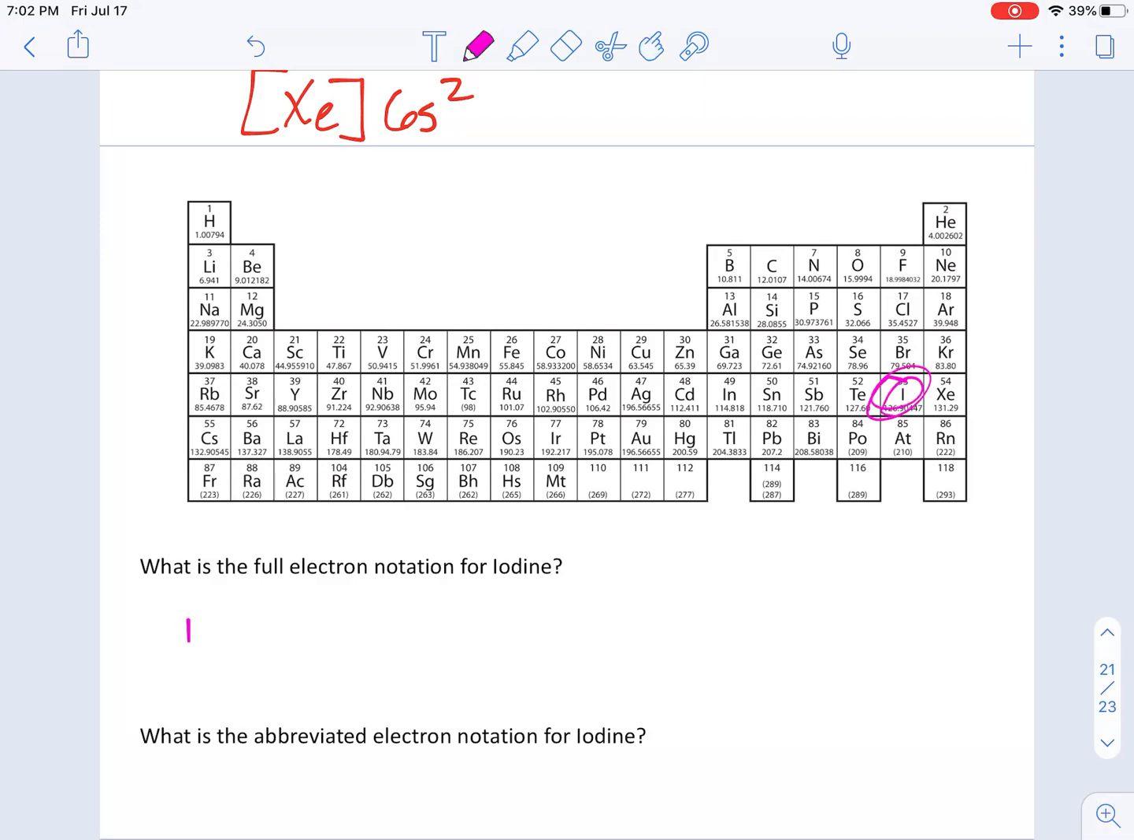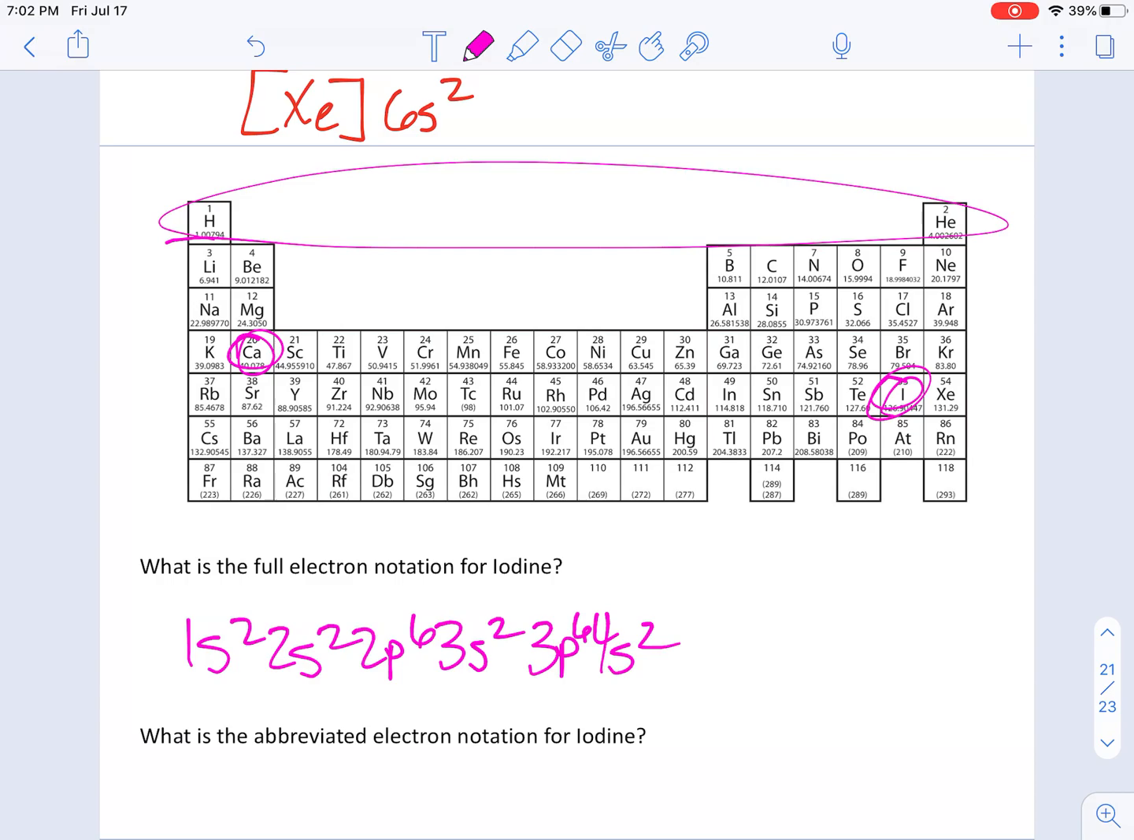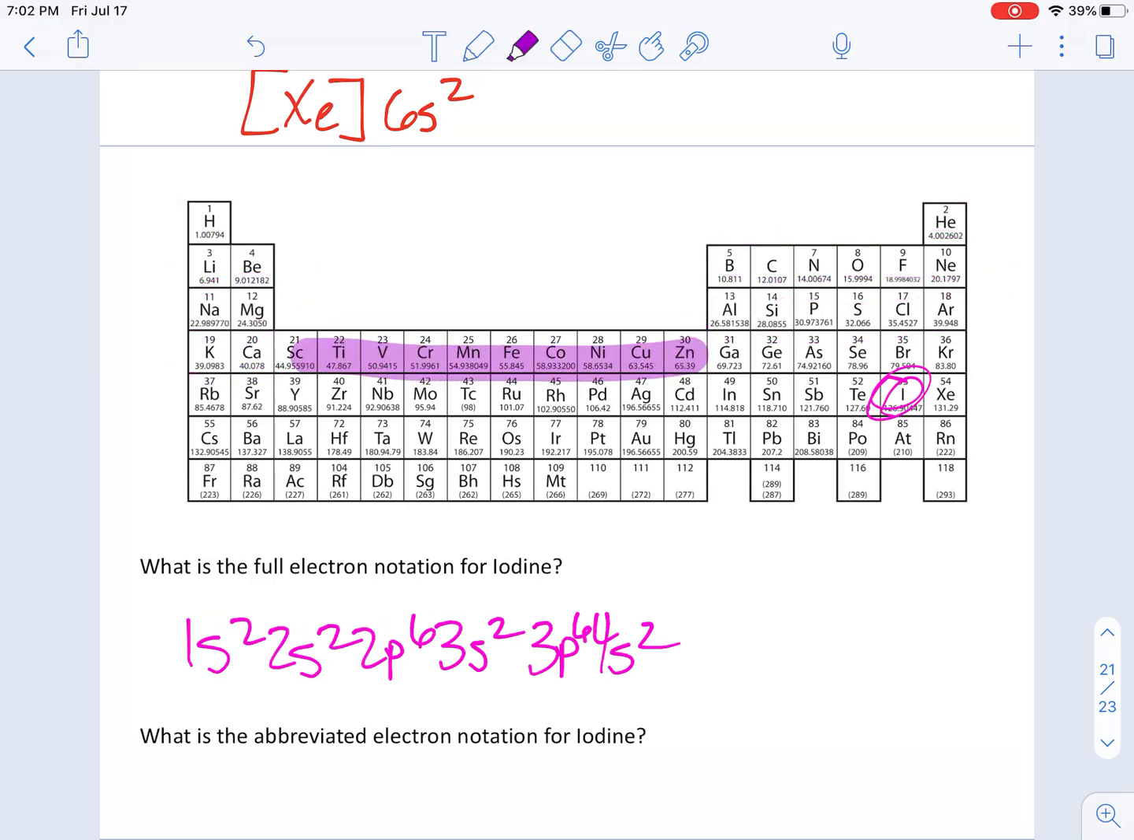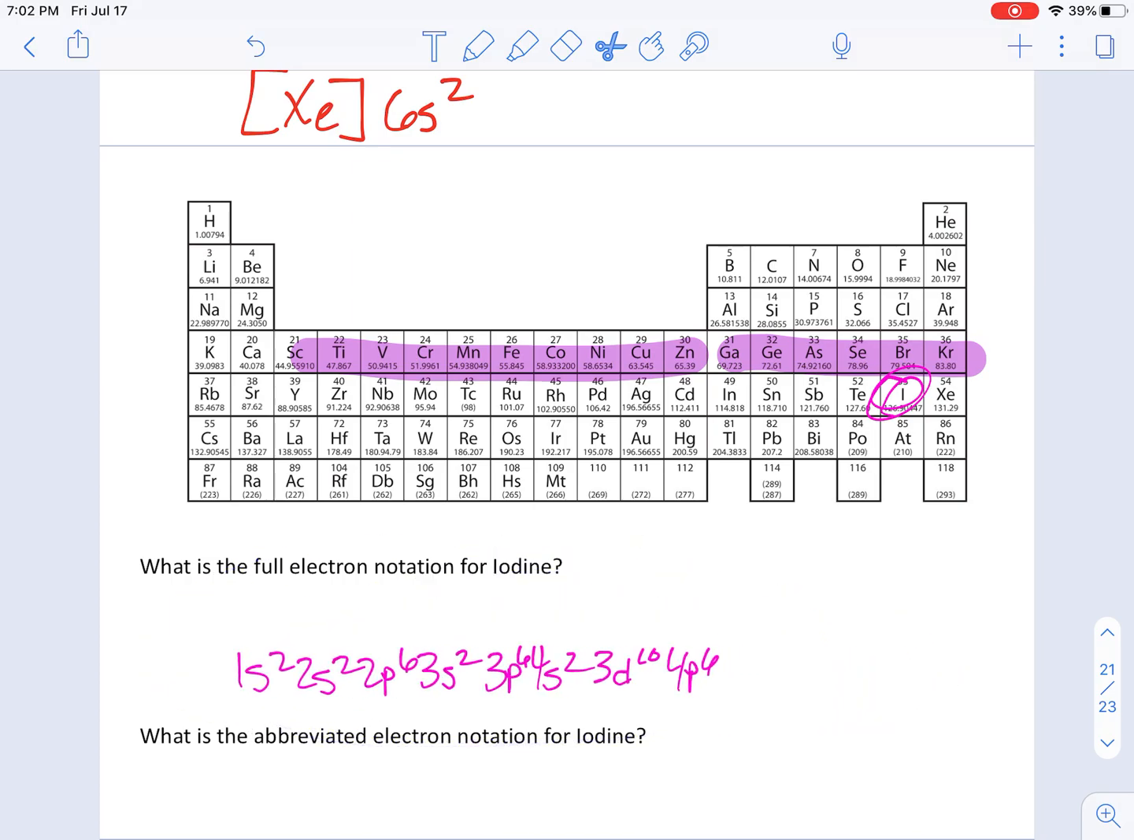Last one here. It says, what's the full electron notation for iodine? Oh, fine, another big one. All right, we got 1s2, 2s2, 2p6, 3s2, 3p6, and 4s2. That takes us to calcium. So that's there. Now the only goofy ones are these d's, which is why we're at the 3d10. And now we're back up to normal with those guys with a 4p6.